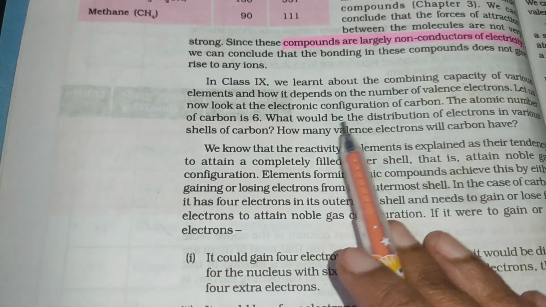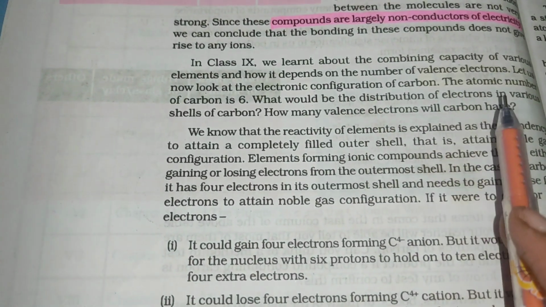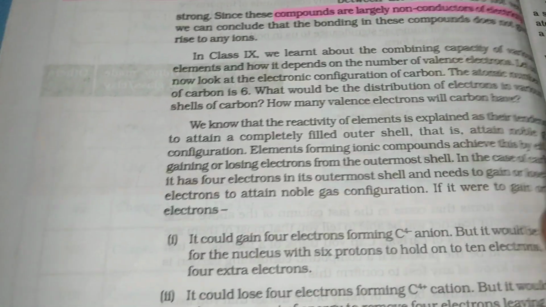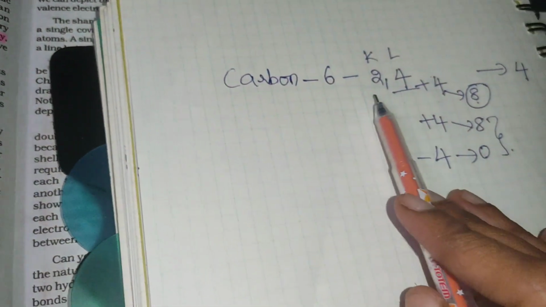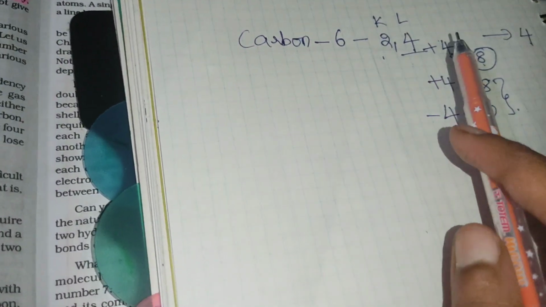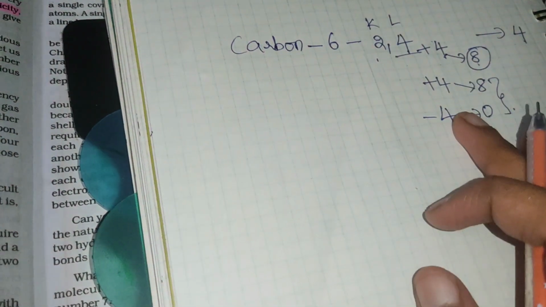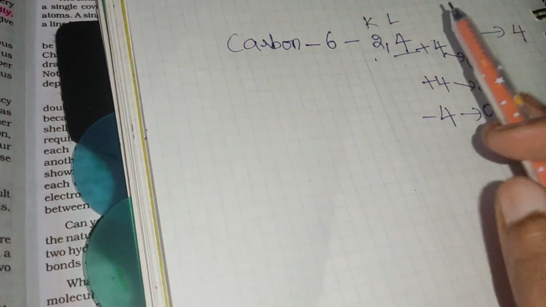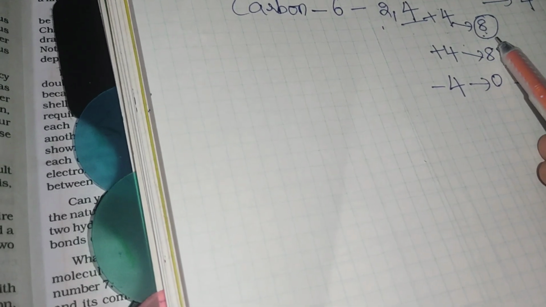So now let us look at the electronic configuration of carbon. I already told you, the atomic number is 6. So what would be the distribution of electrons in the various shells? We already told: 2 in the K shell, 4 in the L shell. Then we know the reactivity is explained as the tendency to attain a completely filled outer shell. Completely filled is 8, to attain a noble gas configuration.